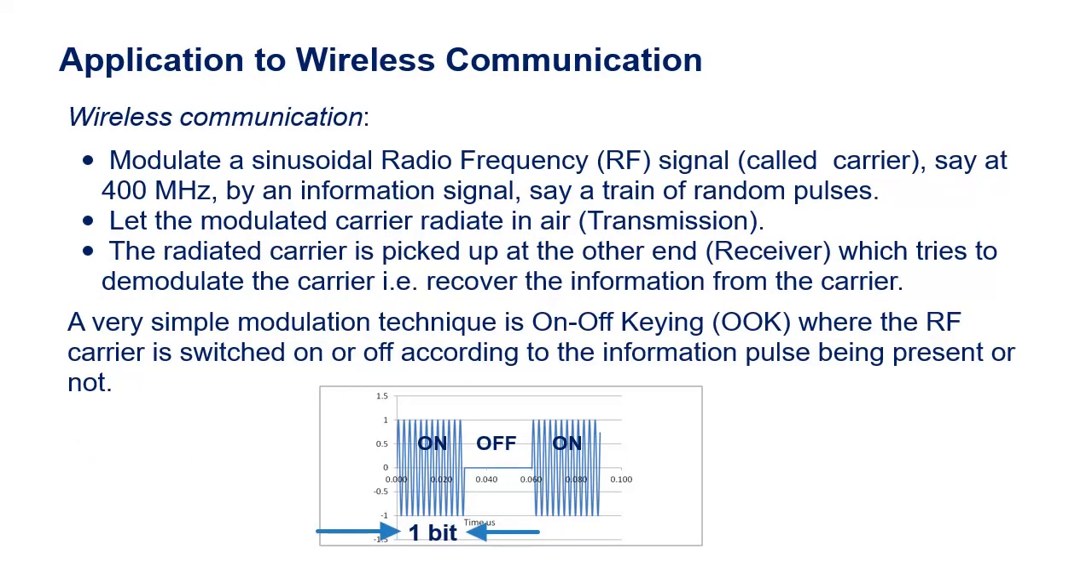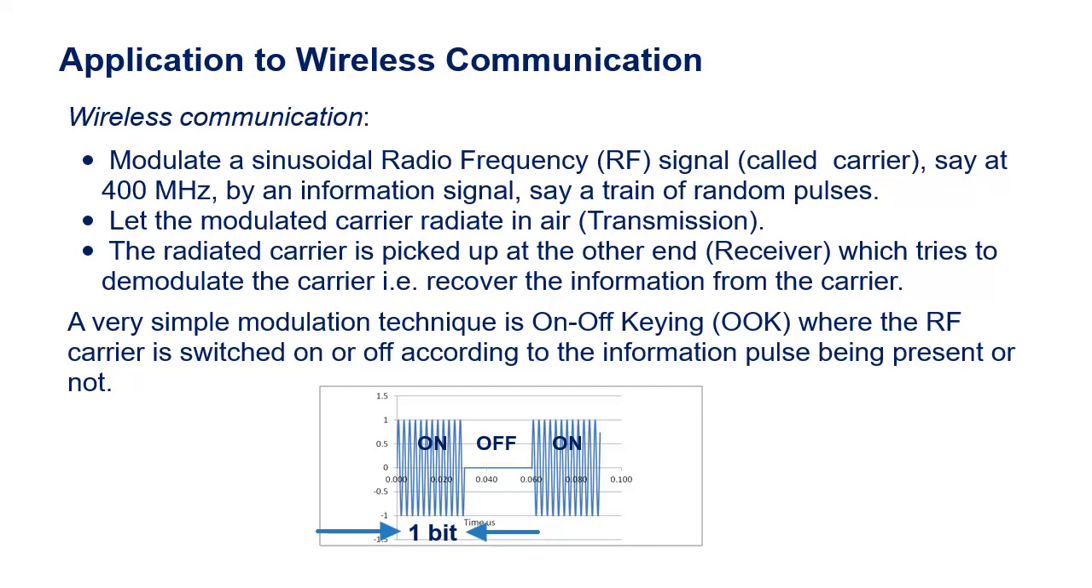In wireless communication, we modulate a sinusoidal radio frequency carrier signal, say at 400 MHz, by an information signal, say a train of random pulses. Then we let the modulated carrier radiate in air. The radiated carrier is picked up at the other end, that is the receiver, which tries to demodulate the carrier, that is, recover the information from the carrier.